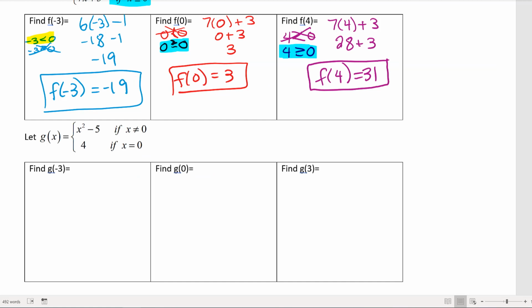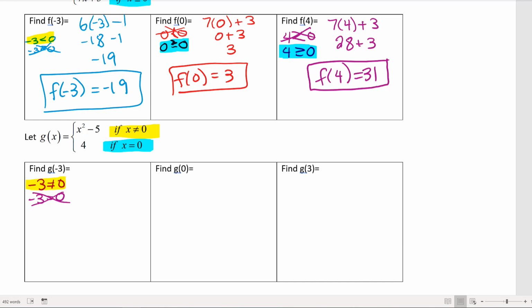This time we have g of x is equal to x squared minus 5 if x is not equal to 0, and 4 if x is equal to 0. So we've got not equal to 0 as a domain and equal to 0. This one is a little tricky for some students, so we've got to discuss what equal to or not equal to means. So is negative 3 not equal to 0, or does negative 3 equal 0? Well, negative 3 does not equal 0, so negative 3 is not equal to 0. So I'm going to go ahead and plug it into the yellow function, or the top function there.